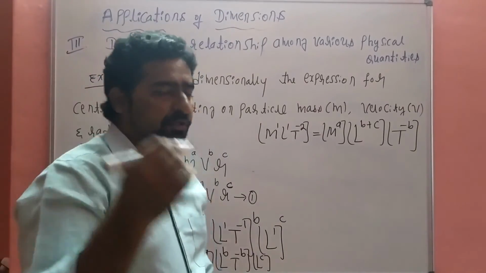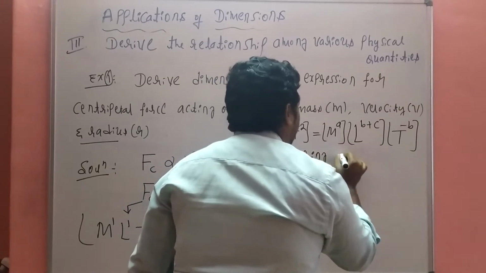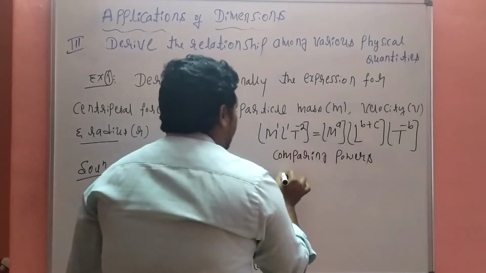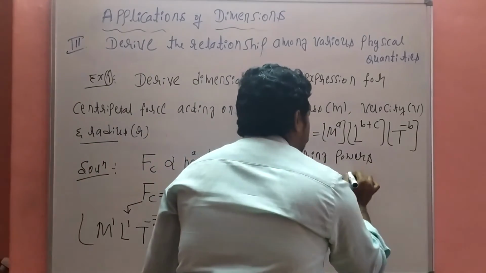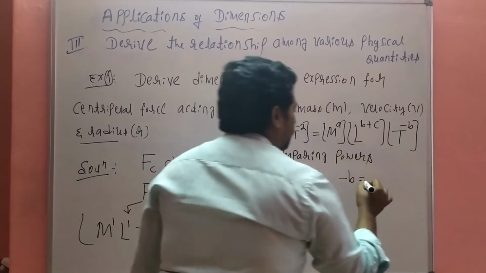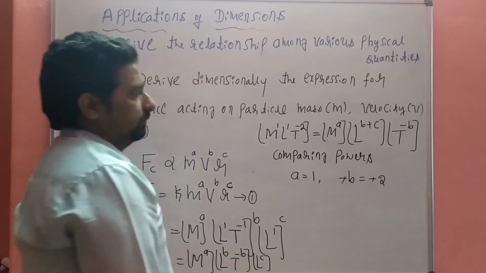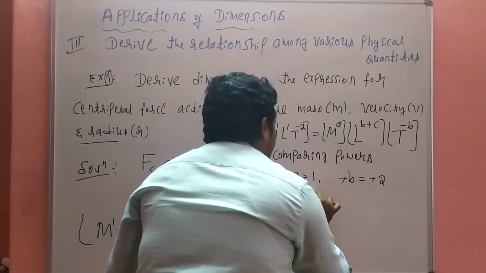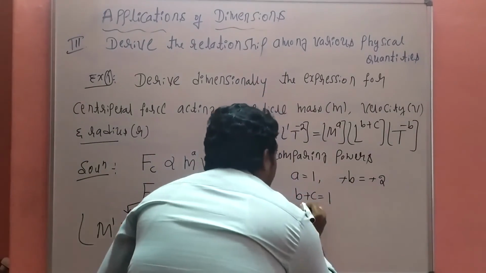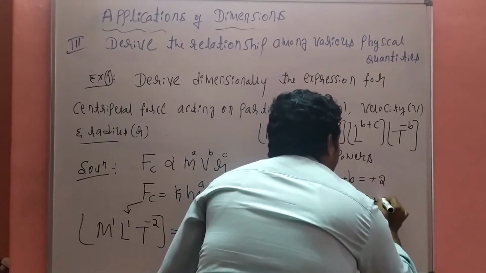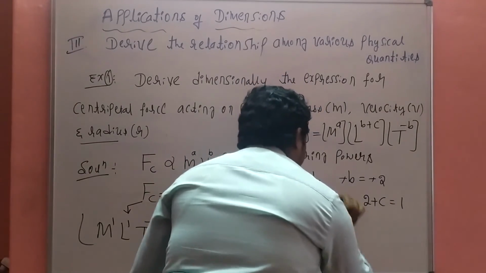Now comparing powers: what is the value of a? a is equal to 1. Minus b is equal to minus 2, so b is equal to 2. Then b plus c is equal to 1. Since the b value is 2, I put 2 plus c is equal to 1, so c is equal to 1 minus 2, that is minus 1.